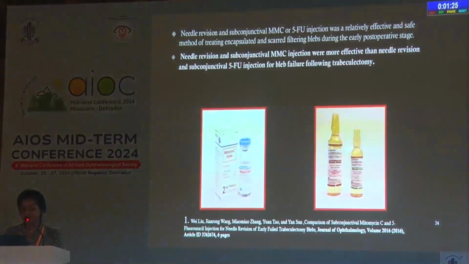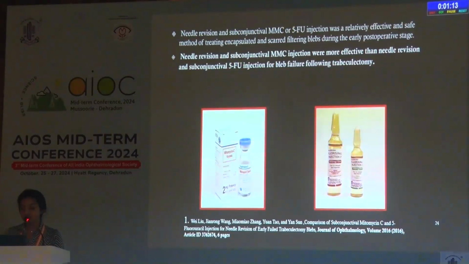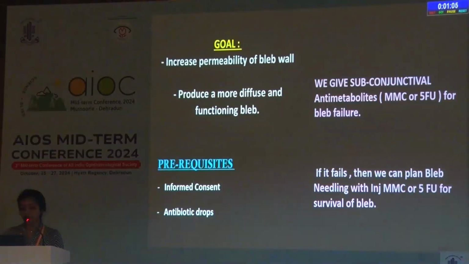There are various antimetabolite injections such as MMC or 5-FU. MMC in a dose of 0.1 ml of 0.4 mg per dl and 5-FU 15 to 50 mg in 3 to 10 injections are given. MMC has been shown more effective than 5-FU. Injection Avastin and injection Lucentis have also been tried, but the results are not that encouraging.